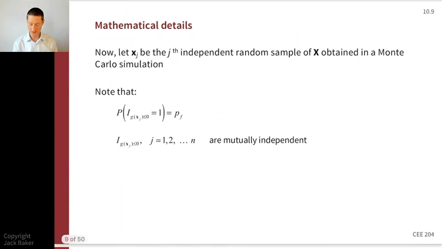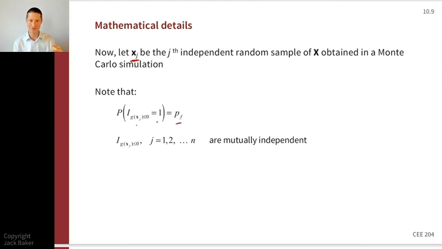So now let's say we're going to take samples from this distribution. So we'll take xj, and it's going to be the jth independent random sample from the distribution of x. So we're going to generate these xj's with Monte Carlo simulation. And I'll say, okay, for any particular sample of xj, the probability that this indicator function is 1 is the probability that the limit state function indicates a failure, which is the probability that the xj that I sampled is in the failure domain, right? And that's going to happen with probability pf, right?